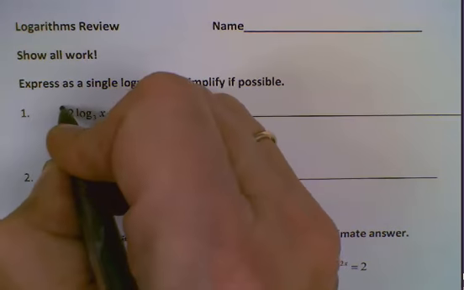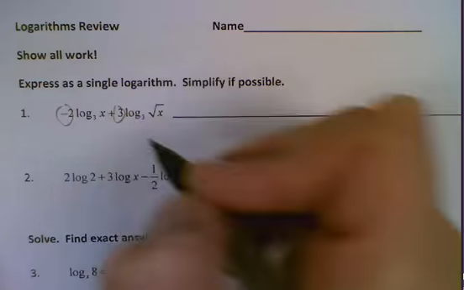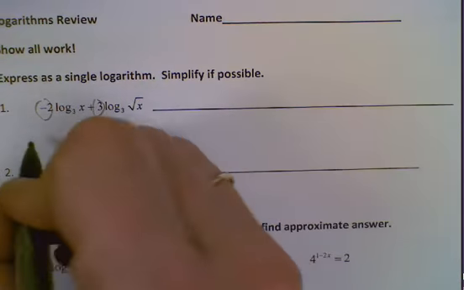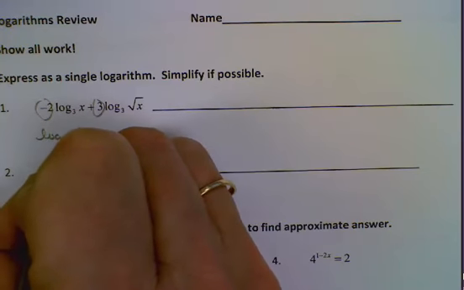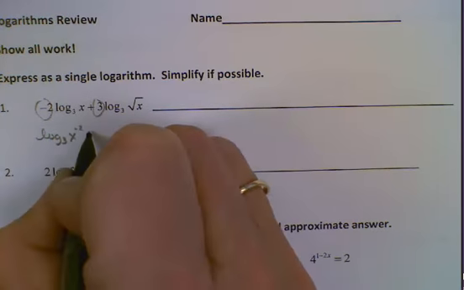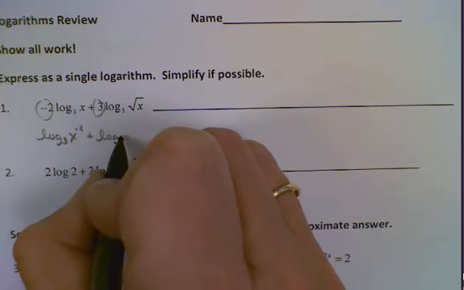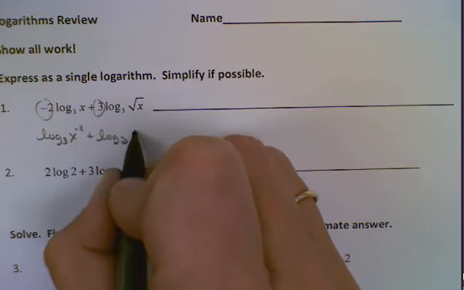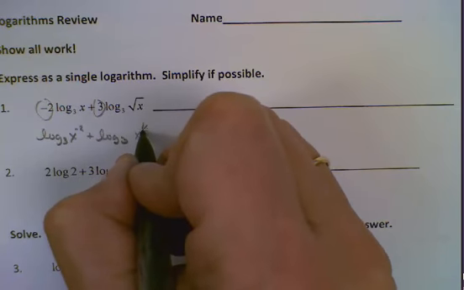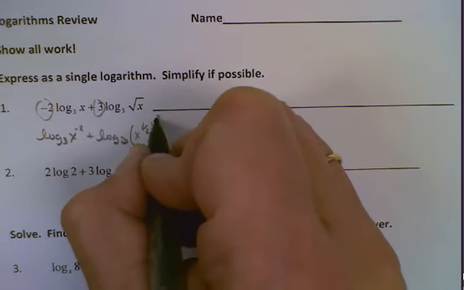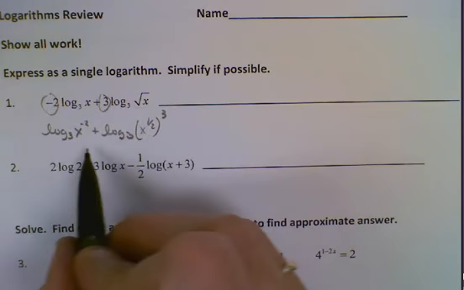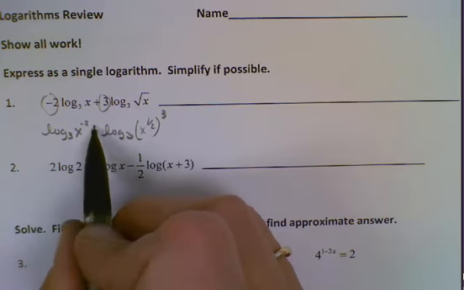So the first thing you're always looking for is: is there any number out in front? You need to take care of that power property first. So in number one, you would write this as log base 3 of x to the negative second plus log base 3. I'm going to write this as x to the 1/2 because that's what the square root of x is. And then that all is going to be raised to the third power because we're bringing that 3 up front.